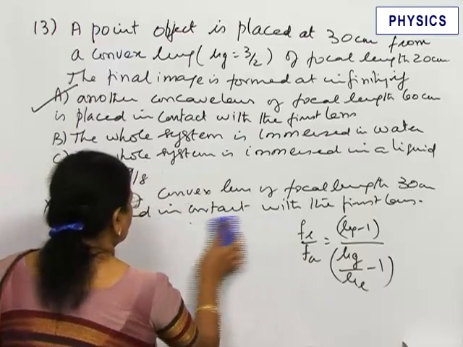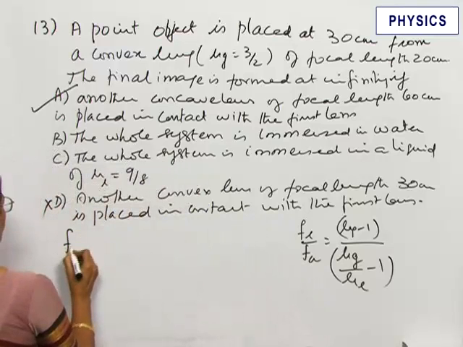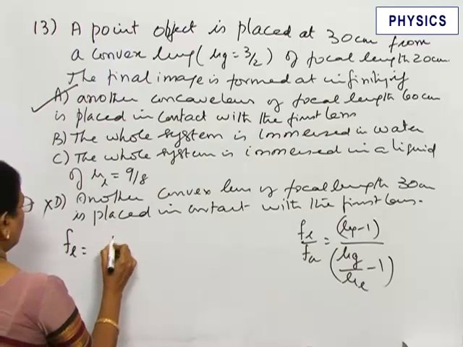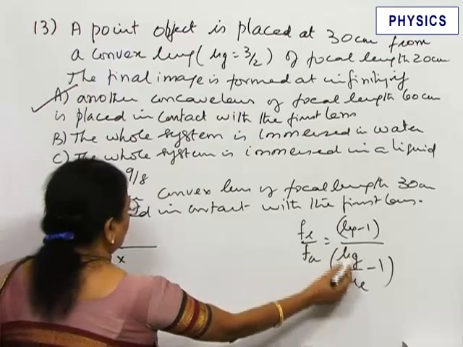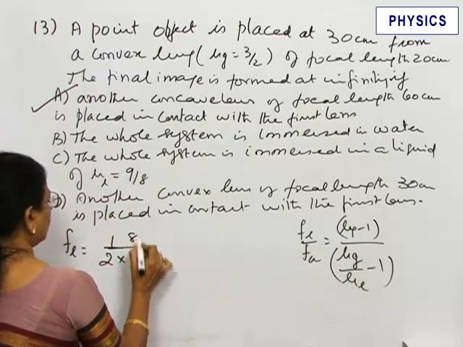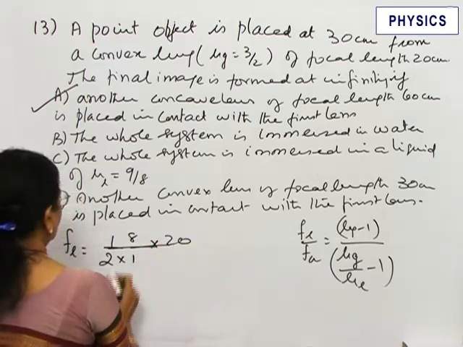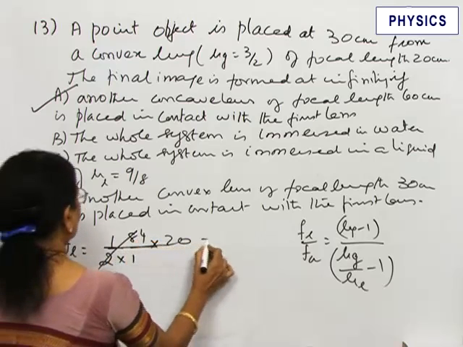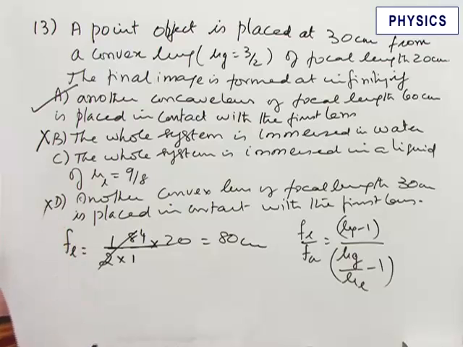So FL is equal to, what is mu g minus 1? Mu g is 3 by 2. So FL equals half into, this will become 9 by 8 minus 1. So when you are dividing, it becomes 8 by 1 into the focal length, which is 20. Now how much are you getting? 80 centimeter. So this is wrong. When the whole system is immersed in water, the focal length becomes 80 centimeter.